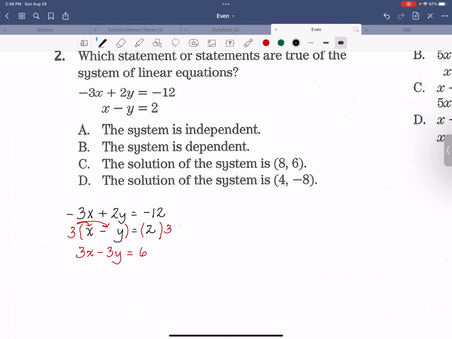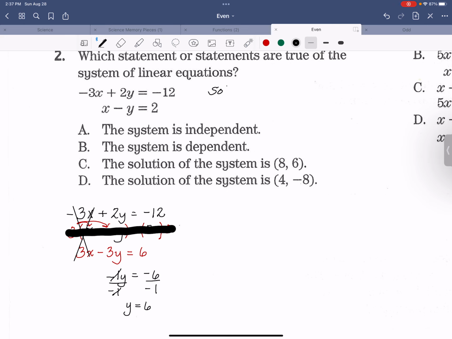So once this one is gone, you're ready to work with what's left. The x's are going to cancel. 2 minus 3 is negative 1 for your y's. And negative 12 minus 6 is negative 6. Divide by negative 1, and you're left with a y value of positive 6. Now C is looking good to me, but remember it said there can be more than one true answer.